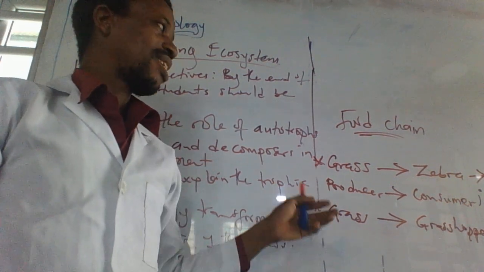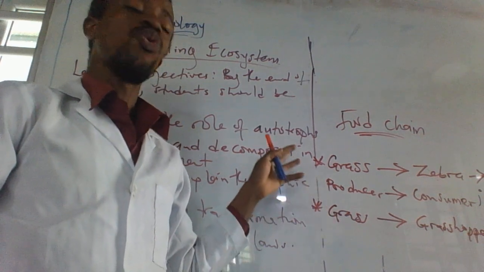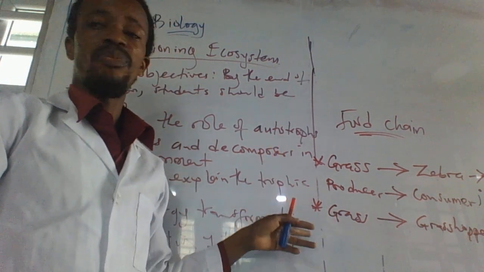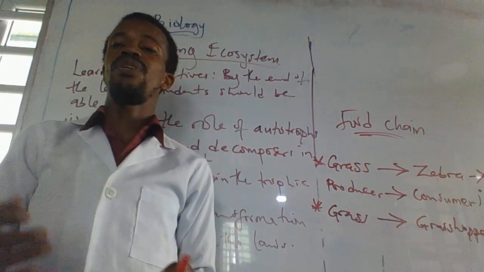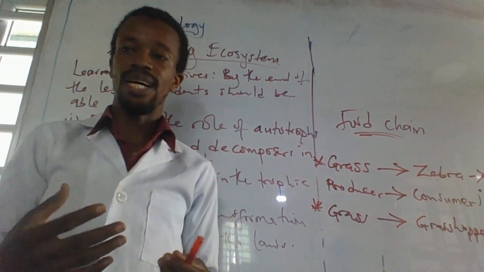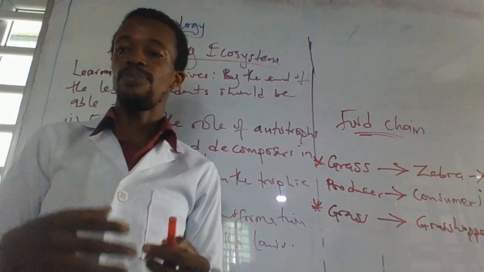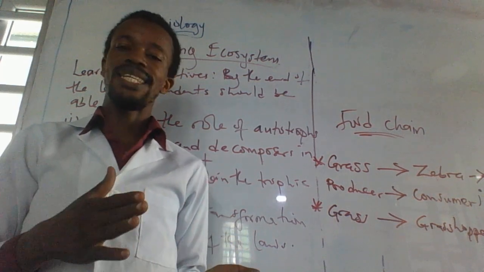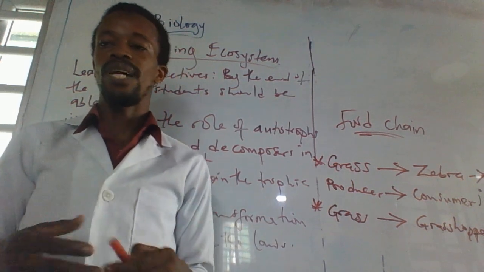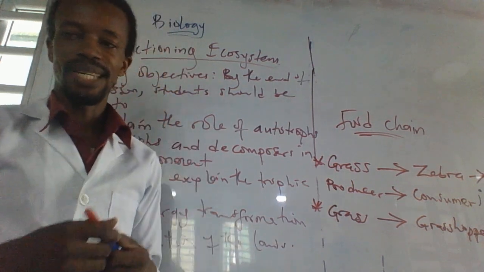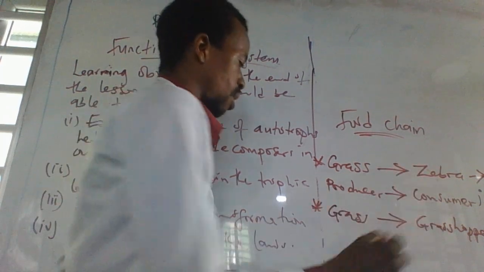So also, as it is on the terrestrial, we have it in the aquatic environment too. For example, when you have Spirogyra, you have tadpoles, you have crab. You know that tadpoles feed on Spirogyra, the crabs feed on tadpoles. So also you can present your producer as the Spirogyra. The tadpoles are the what? Primary consumer. The crab is what? Secondary consumer.